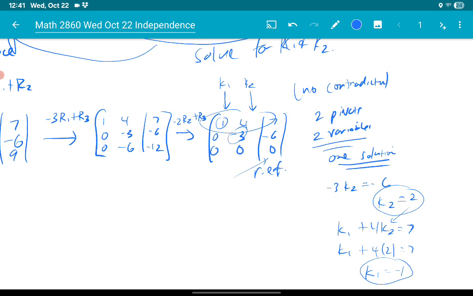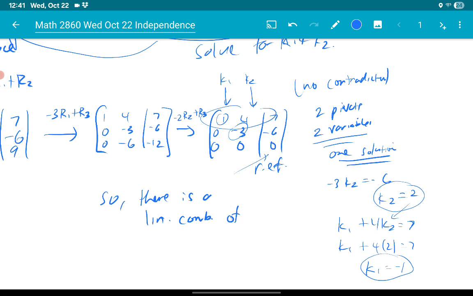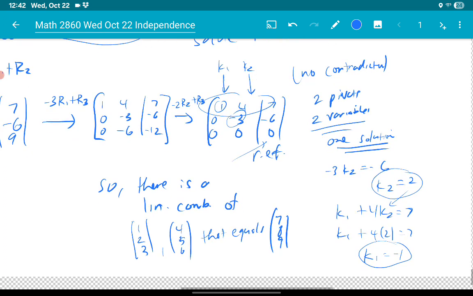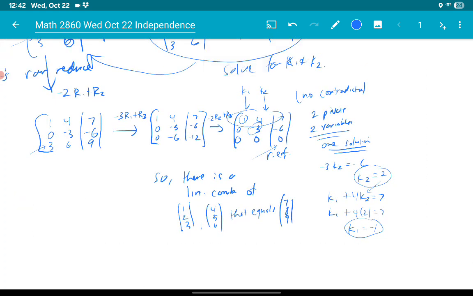Okay, but the point is it has a solution. So in other words, there is a linear combination of the first two vectors, 1, 2, 3, and 4, 5, 6, that produces 7, 8, 9. And so by the definition of independence, the set is dependent. It's not independent, so it's dependent.